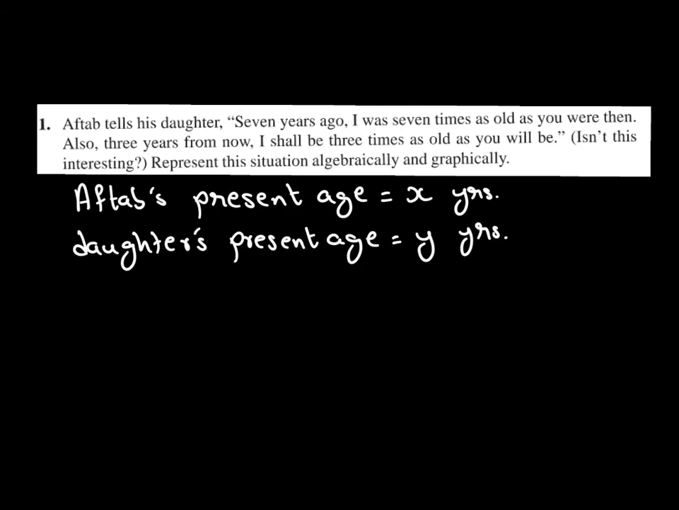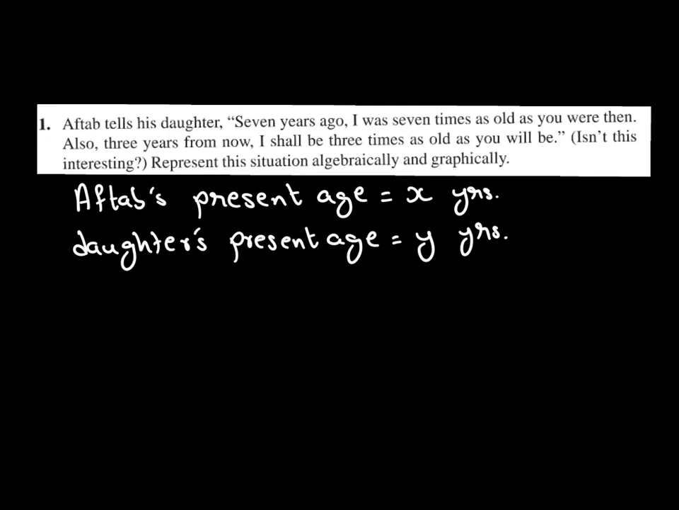Because the real challenge of all such problems is to represent the equation as a linear pair of equations. And from then on, we have already learned in our lower grades how to graph linear equations. So that becomes pretty easy. So let's go ahead. Let Aftab's present age be X years and daughter's present age be Y years.